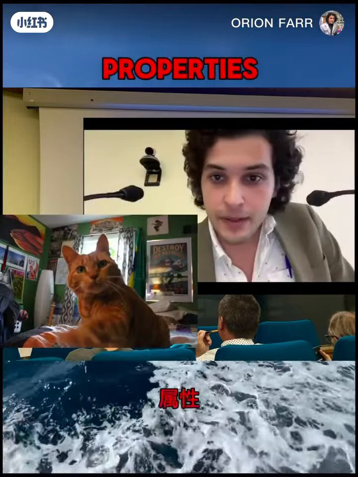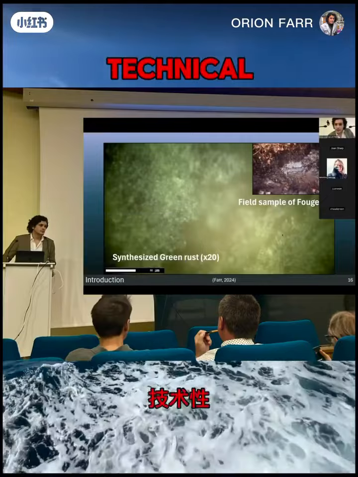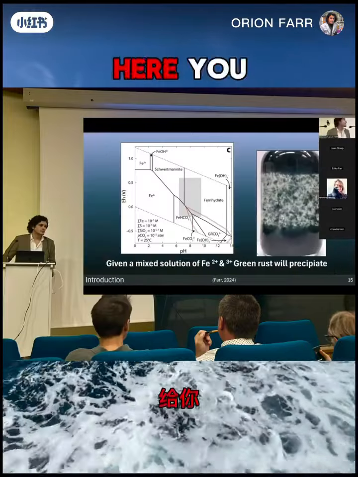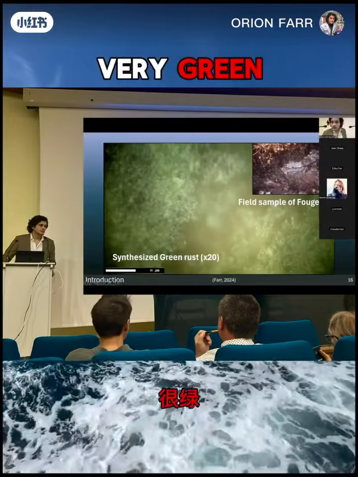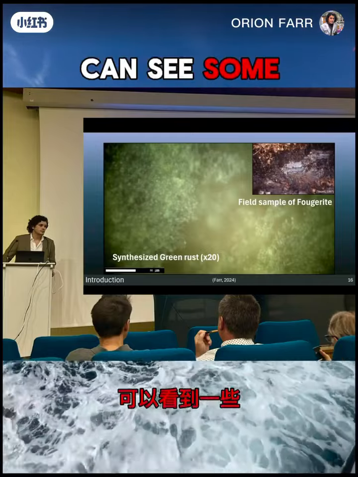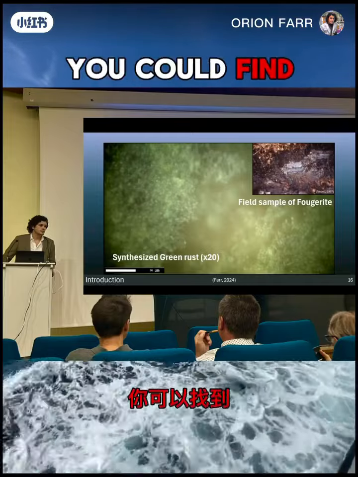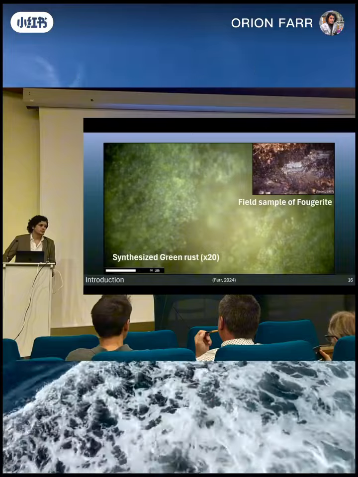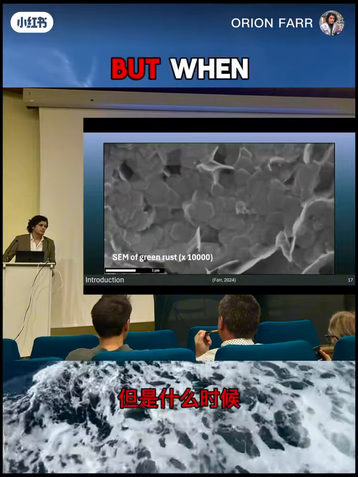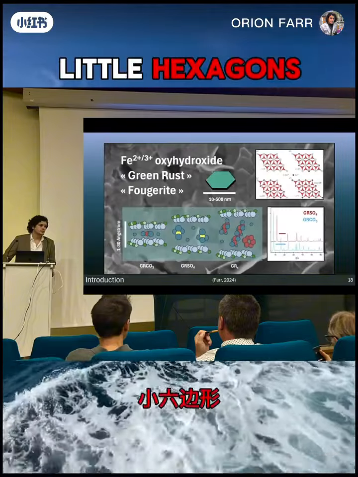A little technical difficulties there, but if you look under the microscope here, you could see a very green mineral species present. You could see some natural version called fougerite, which you could find in anoxic soils and muds in the north of France, where it was actually discovered. But when you look at SEM, you see these little hexagons, and that's where the magic is.